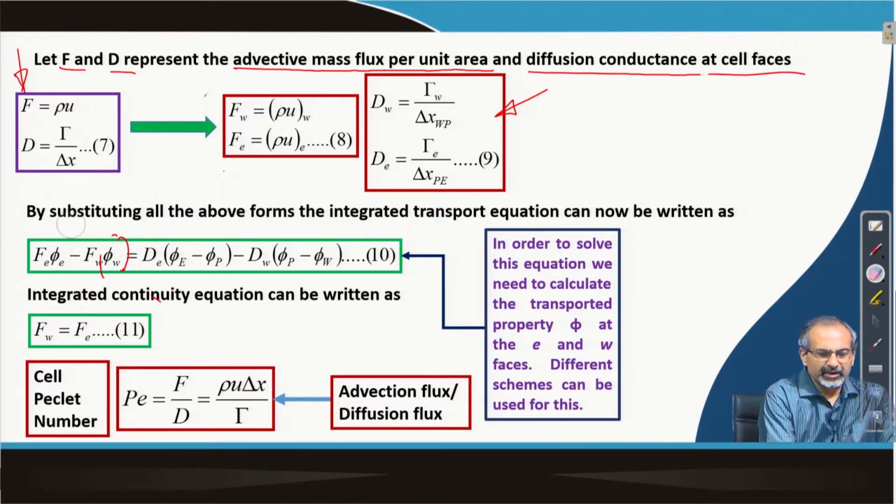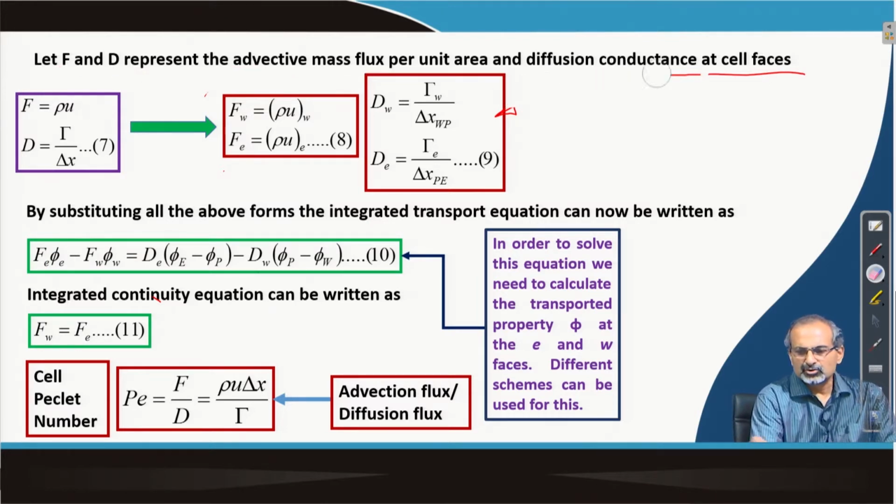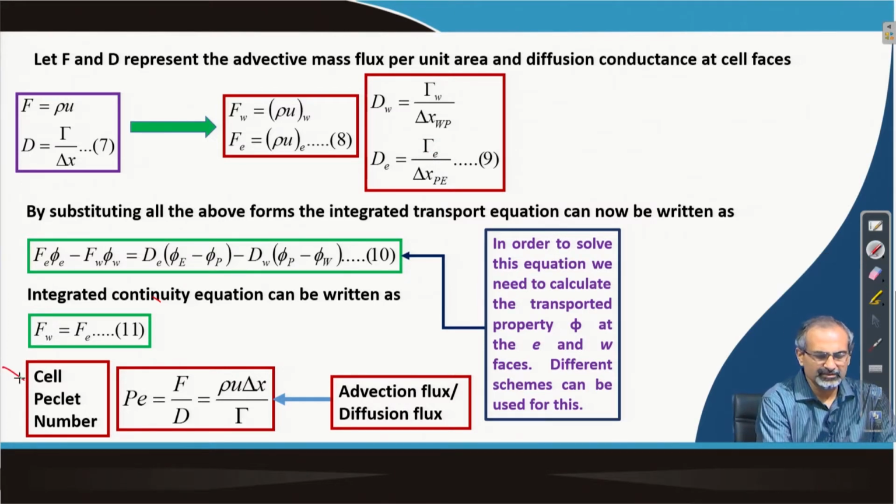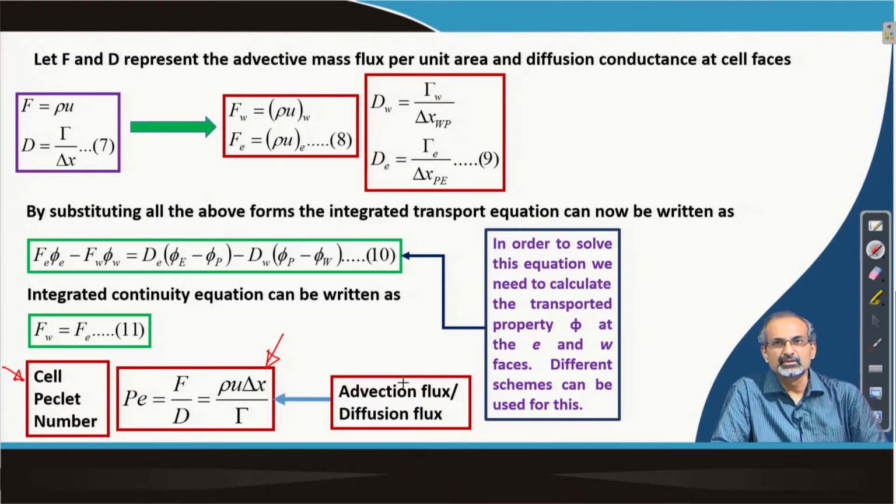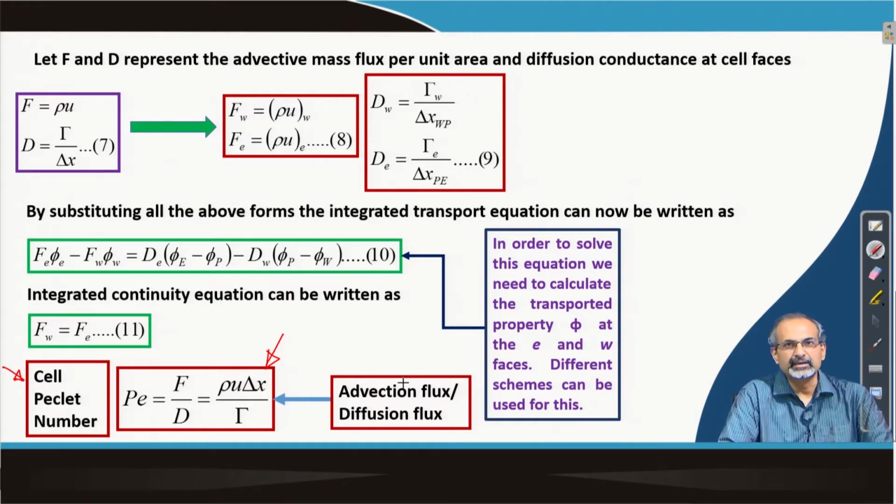Further, now that we have defined F and D, we come up with the definition of a very important non-dimensional number, which is called the Cell-Peclet number. The Cell-Peclet number is defined as the ratio of capital F and capital D, and that works out to be rho u delta x by gamma. Since we are using cell dimensions for calculating D, we call it the Cell-Peclet number. It is nothing but a ratio of these fluxes, the advection fluxes and the diffusion fluxes.